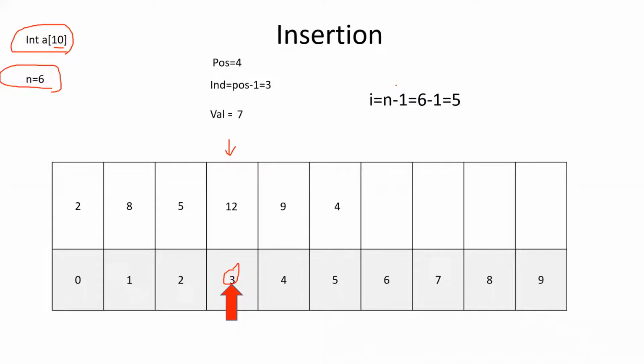What is I? Divyasri, if n is 6, what is I? N minus 1, ma'am, 5. So we are starting the I value from the last index position. Now, what is that algorithm which I had given in order to find the exact place where we have to insert the number? Our number to be inserted is 7 and the position is 4.